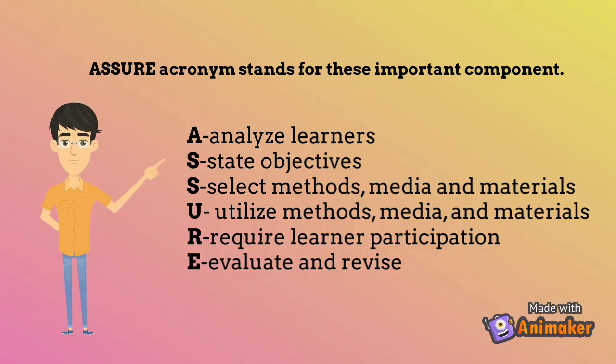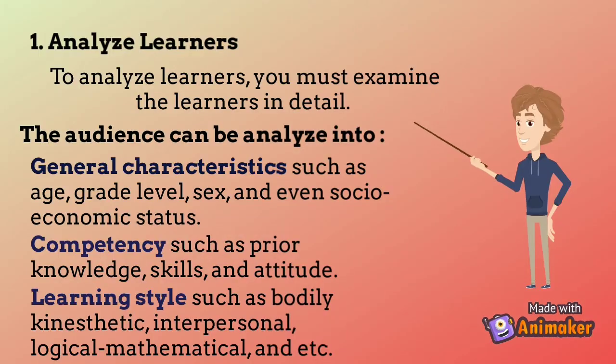The Assure acronym stands for these important components. A for Analyze Learners, S for State Objectives, S is for Select Methods, Media, and Materials, U is for Utilize Methods, Media, and Materials, R for Require Learner Participation, and lastly, E stands for Evaluate and Revise.